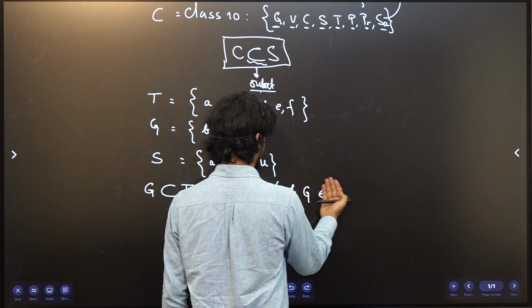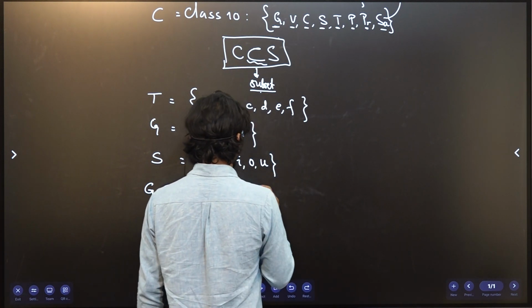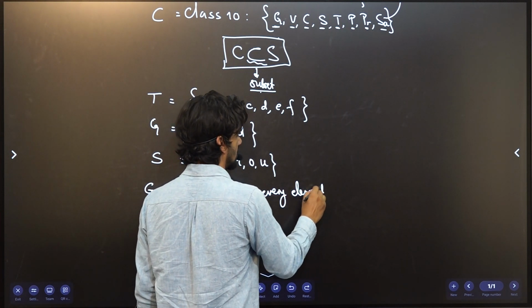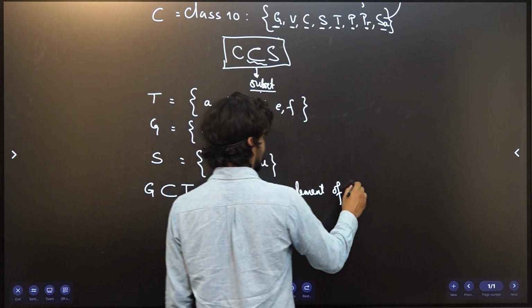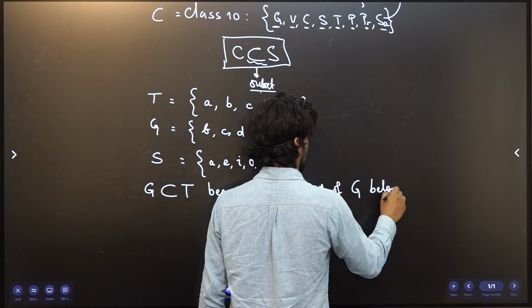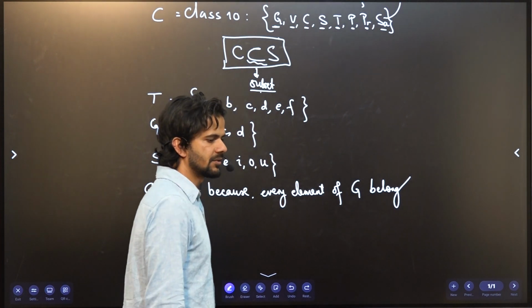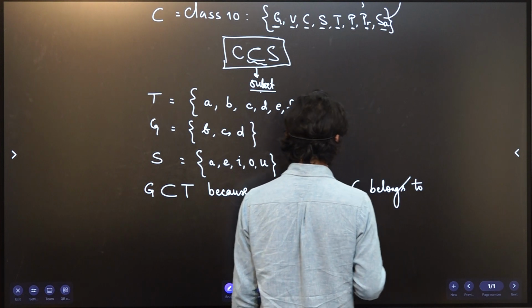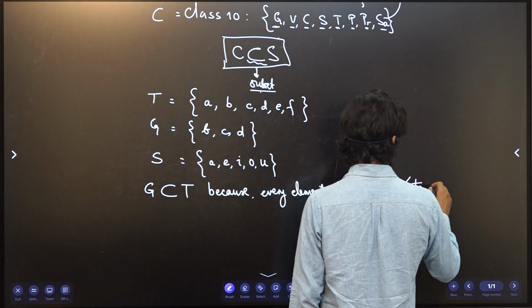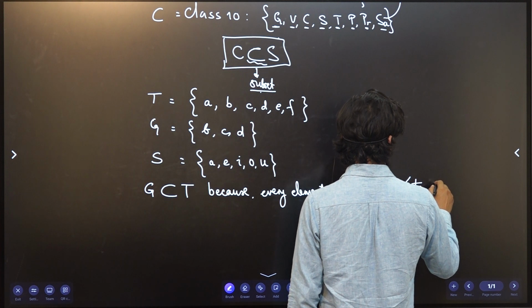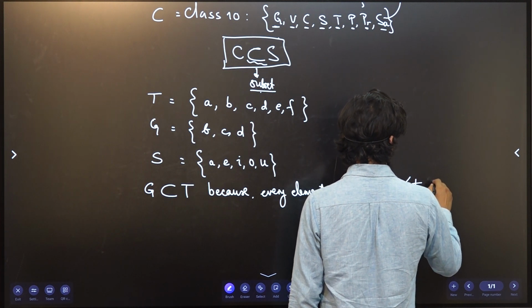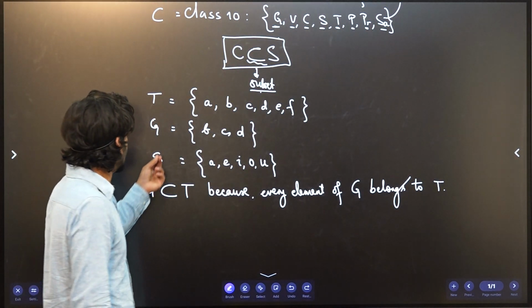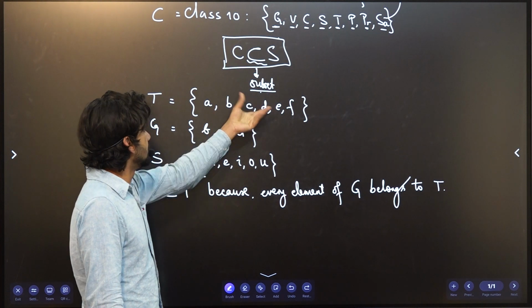Let's write it in a different way. Every element of G belongs to T, right? B is there, C is there, D is there.